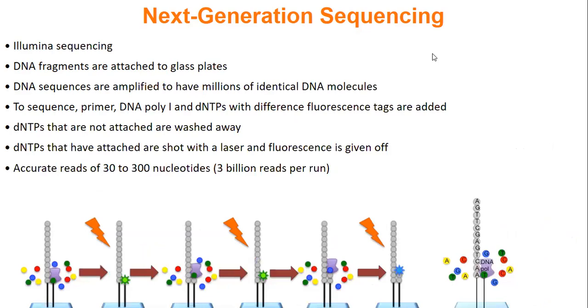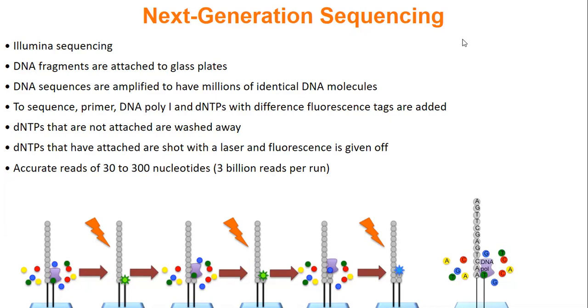So let's go to Illumina sequencing now. Illumina sequencing and pyrosequencing have a lot of the same ideas. You have DNA that's this time attached to a glass plate instead of a plastic bead. On these plates, you amplify, and so you have millions of identical DNAs. To these DNAs, you add a primer, like we saw previously, polymerase, and dNTPs with different fluorescent tags. So this is a little different than pyrosequencing. In pyrosequencing, we didn't have tags. In Illumina, we do have fluorescent tags.